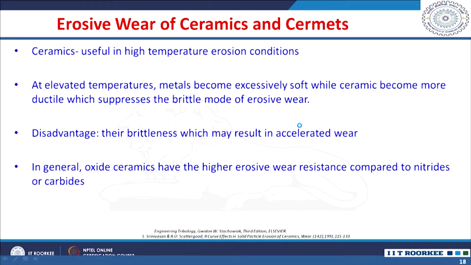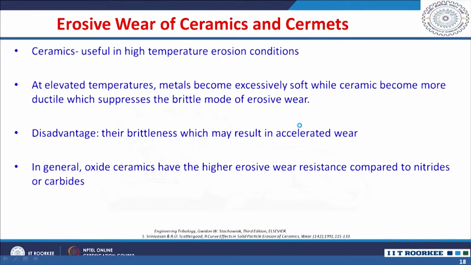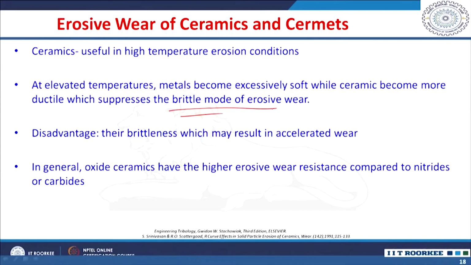If you look at the ceramics and cermet materials, these materials are useful mainly in high temperature erosion conditions. Why? At elevated temperatures, metals become excessively soft, whereas ceramics become more ductile, which suppresses the brittle mode of erosive wear. So, you can have an advantage if you use the ceramic or cermet material in high temperature erosive conditions. We will also see certain case studies where this point will be highlighted.